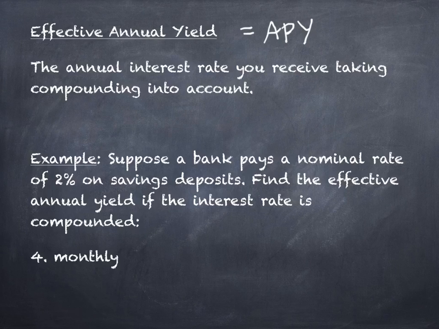So let me tell you what the purpose of this is, okay? The purpose of figuring out what the APY or the effective annual yield is, is that it actually allows you to compare loans or compare savings accounts or whatever. So for instance, let's say you're deciding you're going to purchase a car and you have decided that you need to take a loan for that car.